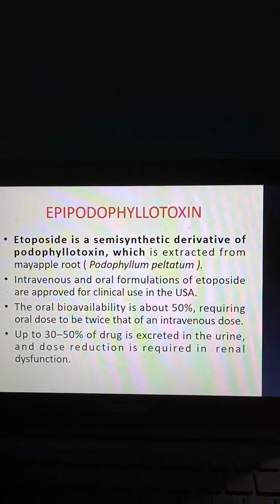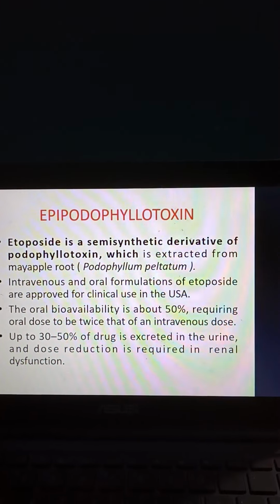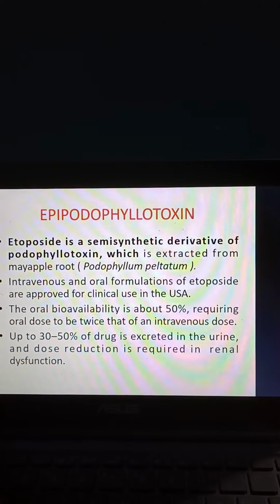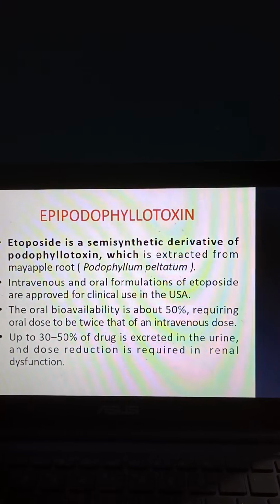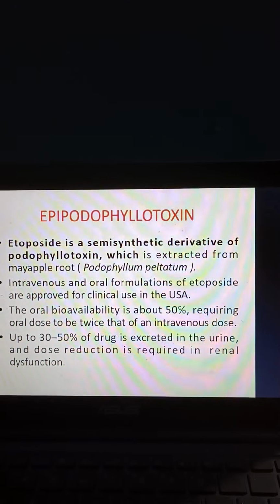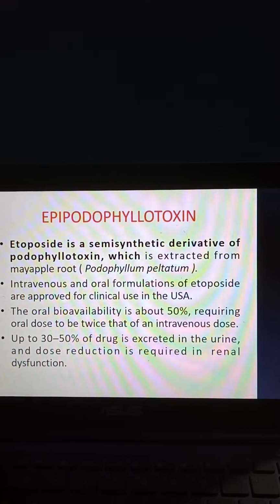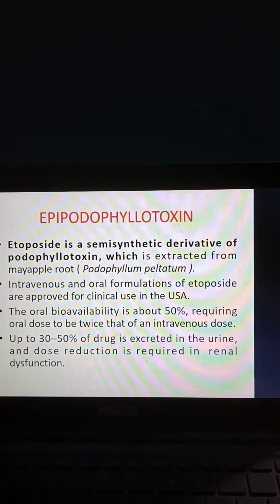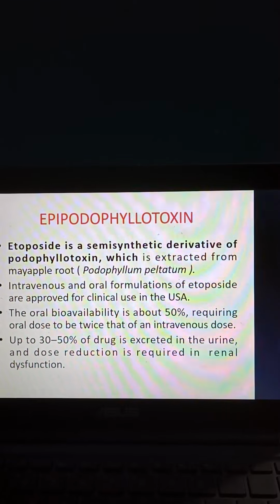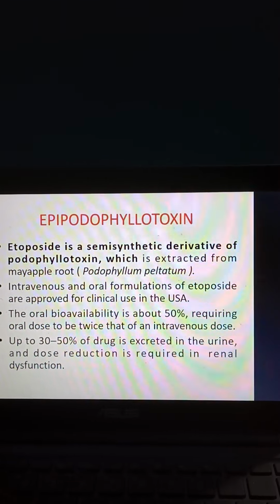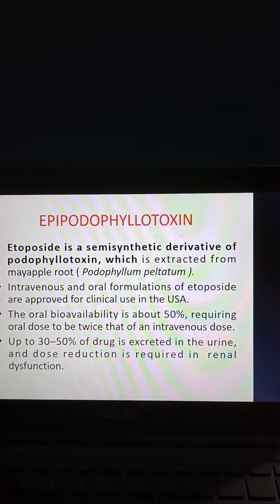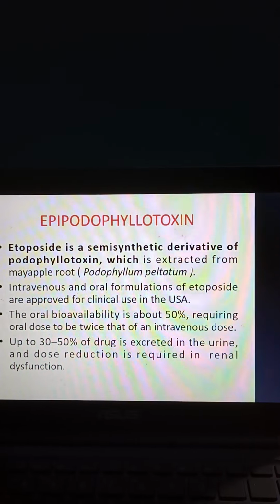Then coming to epipodophyllotoxin. Etoposide is a semi-synthetic derivative of podophyllotoxin, which is extracted from the mayapple root, Podophyllum peltatum, and intravenous and oral formulations of etoposide are approved for clinical use in the United States of America. The oral bioavailability is about 50%, requiring the oral dose to be twice that of an intravenous dose. Up to 30 to 50% of the drug is excreted in the urine, and dose reduction is required in renal dysfunction.